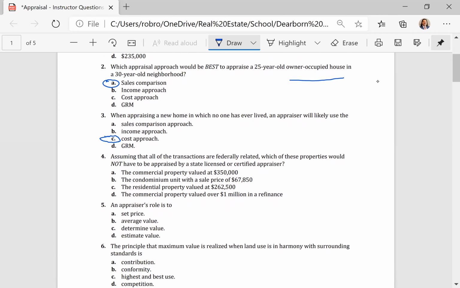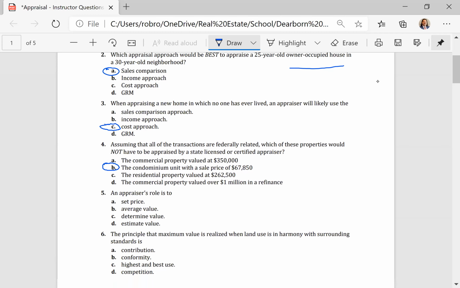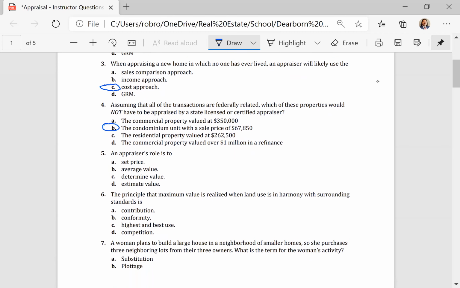Number four, assuming that all of the transactions are federally related, which of these properties would not have to be appraised by a state licensed or certified appraiser? B. Why B? Below $250,000 or whatever. What's that threshold? That's right, because it's below 250. Number five, an appraiser's role is to what?